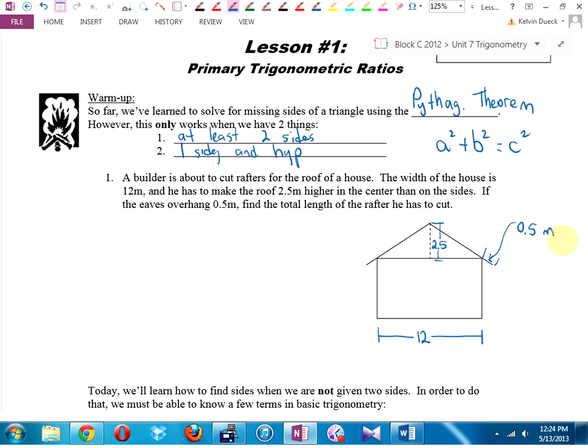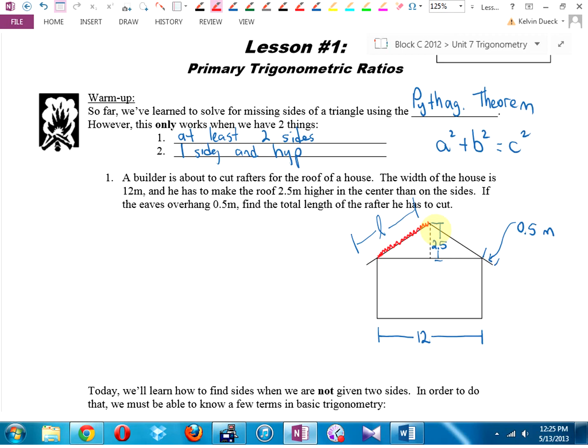I think what they want us to find is that whole distance there. I can't find it directly. I think what I can find is that distance that I've just colored in red, and then I'll just add 0.5 to it to get the overhang. Why can't I find it directly? Well, we're doing trigonometry, which is the study of triangles. You can even see the same root word, trig, triangle. That little overhang isn't part of a triangle.